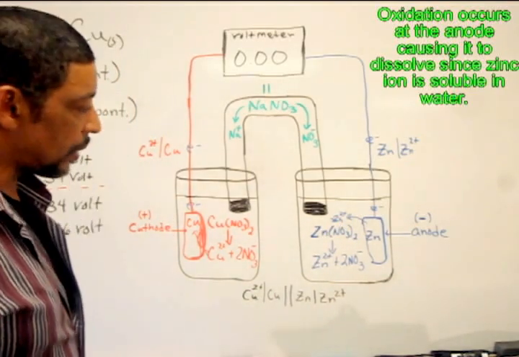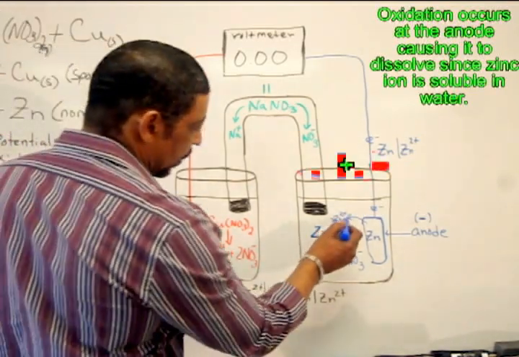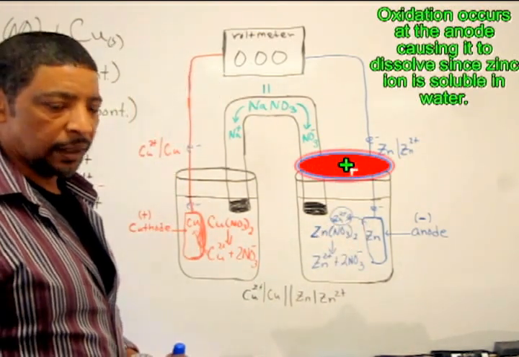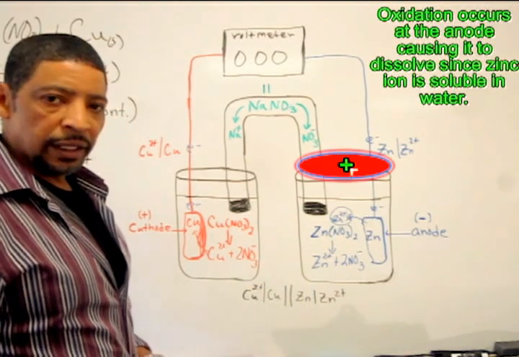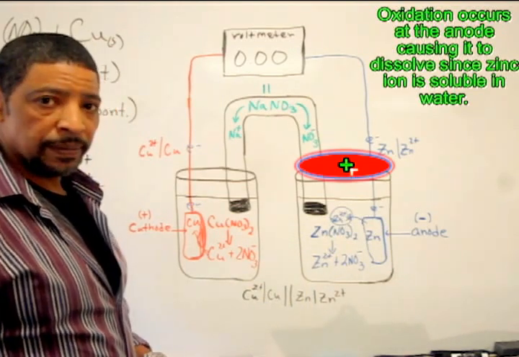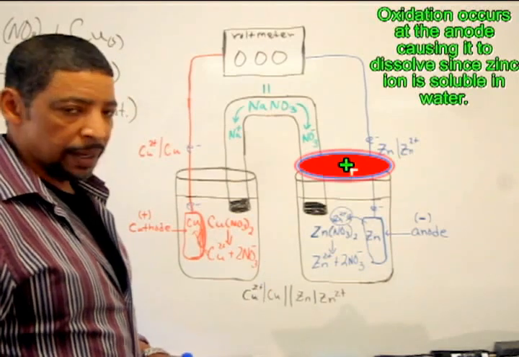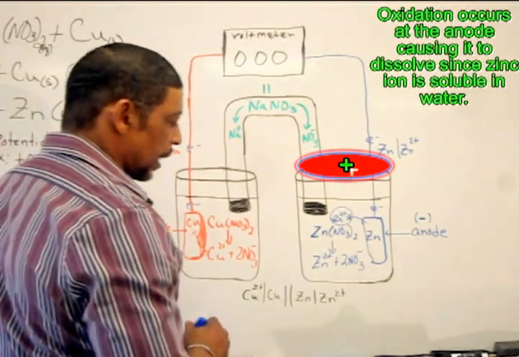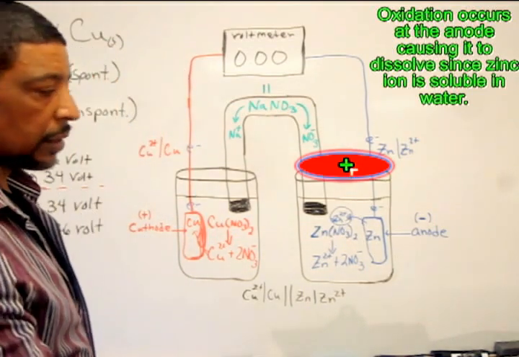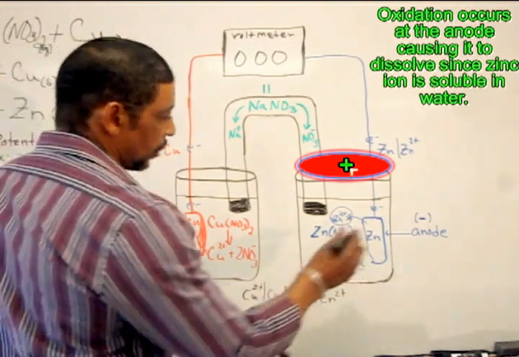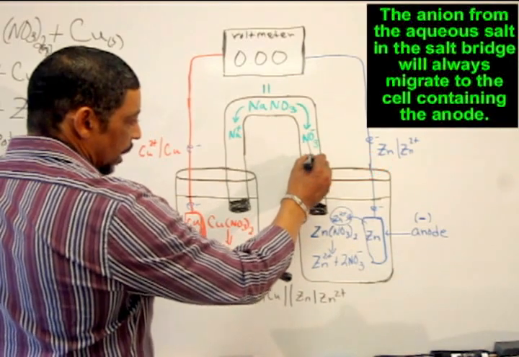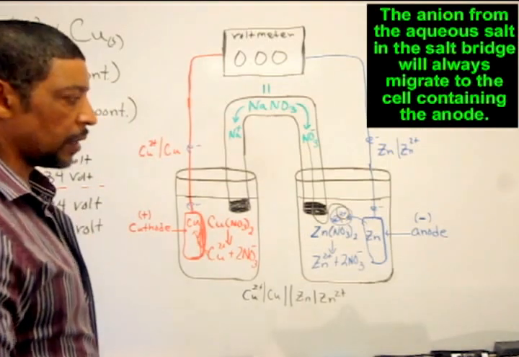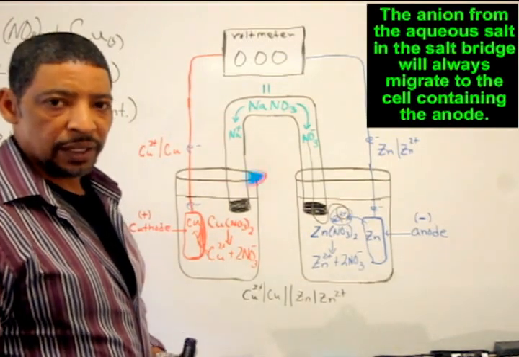During the oxidation process, zinc 2+ cation will be produced. However, the production of zinc 2+ cation will cause a charge imbalance in the half cell containing the anode. To neutralize that charge imbalance and maintain an overall zero charge, the nitrate ion from the salt bridge will migrate into the cell containing the anode. As the negative nitrate ion migrates into the cell, the nitrate will essentially neutralize the excess positive charge.